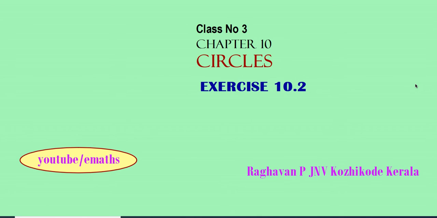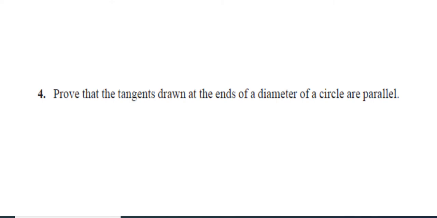Today I am going to discuss exercise 10.2. So far we discussed 3 questions from that exercise in the last class. Now let us go for question 4. The question is: prove that the tangents drawn at the ends of a diameter of a circle are parallel.